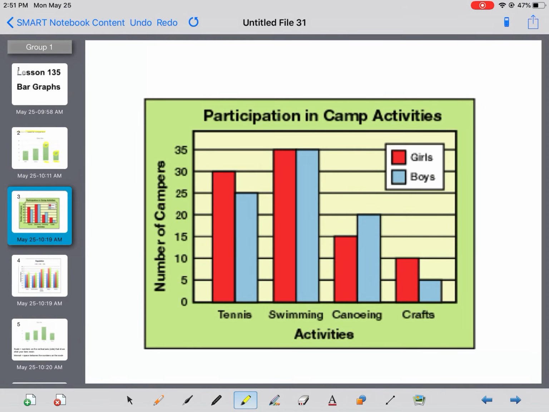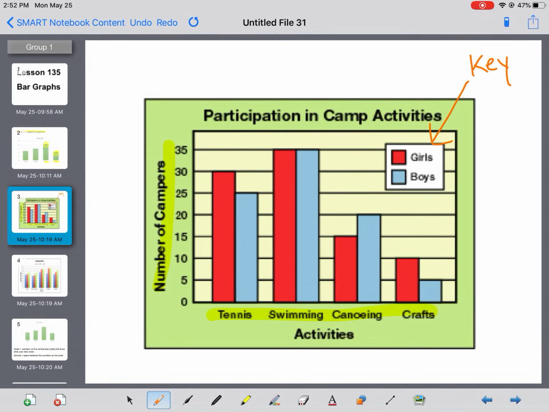And bar graphs can be used to compare more than one thing at a time. So what we have here is a bar graph for participation in camp activities. We've got all our activities down at the bottom here. We've got the number of campers over on the side here. And you'll notice we have 2 bars for each of the activities. So where we have to look is up here at what is called the key. Now the key to this bar graph tells us what each color or what each bar of each color represents.